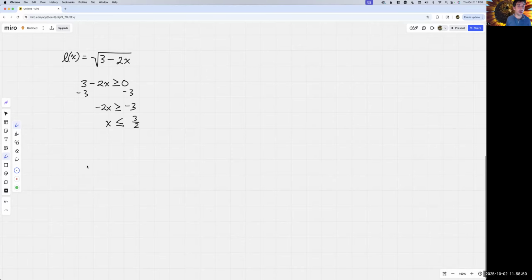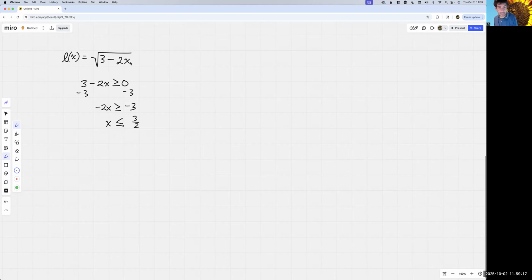Right? Otherwise, we end up with negative numbers in there. Just to make it clear to us, let's put in a number bigger than 3/2. So bigger than 3/2, for instance, the number 2, we get 3 minus 2 times 2, or 4. 3 minus 4 is -1, and we try to take the square root of -1, and there's no number in the real numbers so that when you multiply it by itself, you get -1.